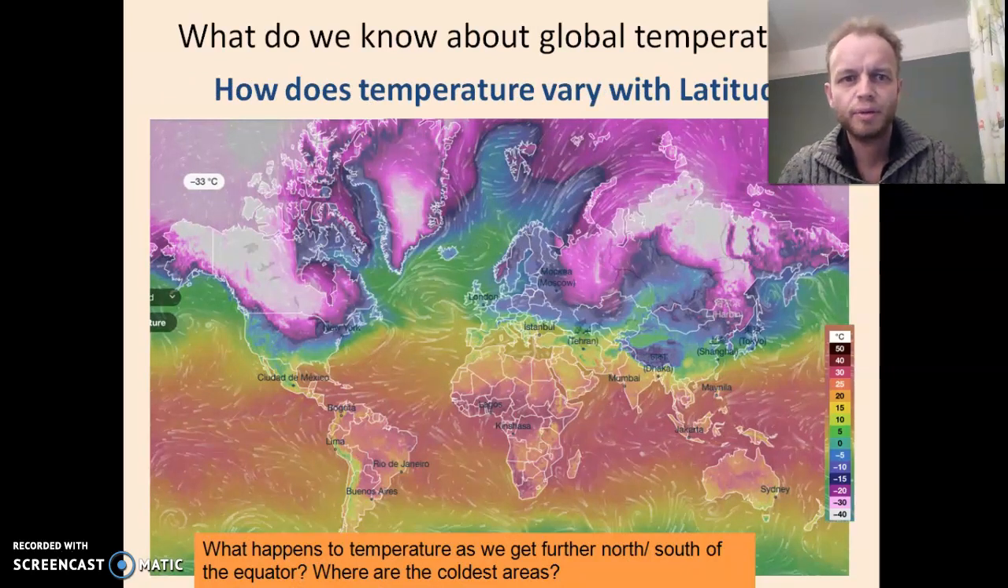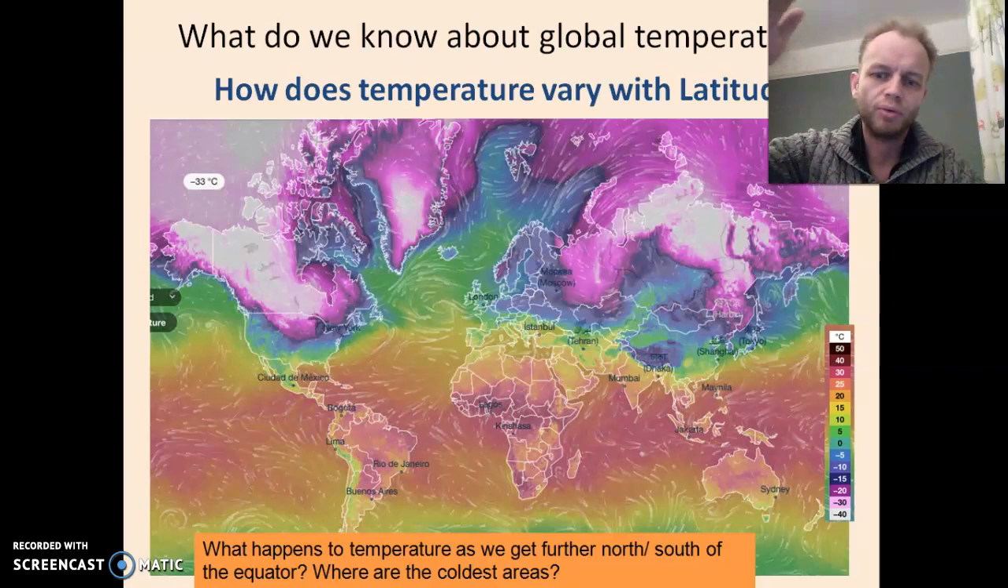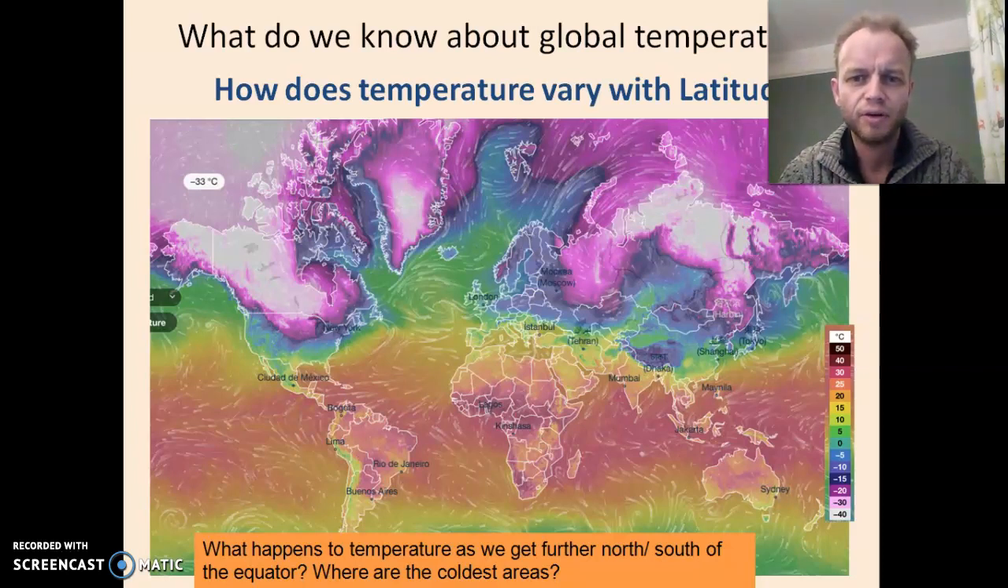So we want you to think about this idea of how does temperature vary. So in your books I want you to write down what happens to temperature as we get further north or further south of the equator. Where are the coldest areas on our map? So think about the pattern.